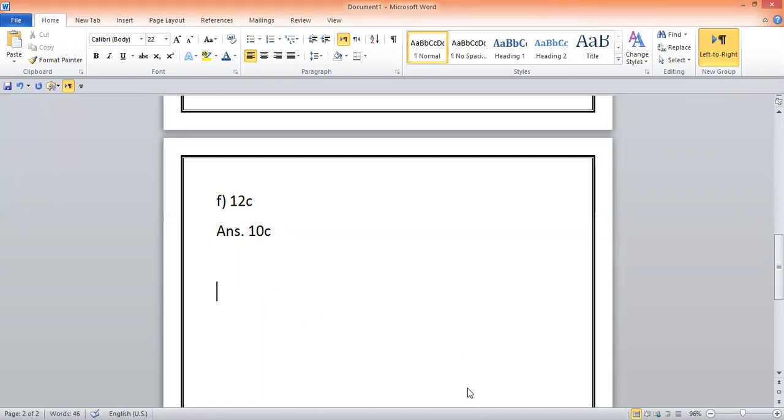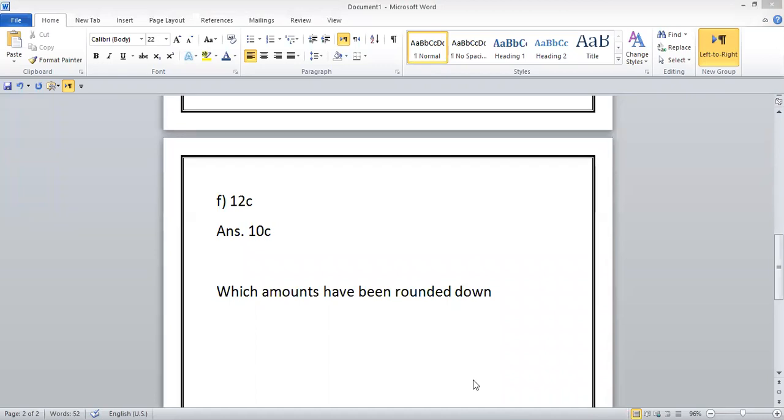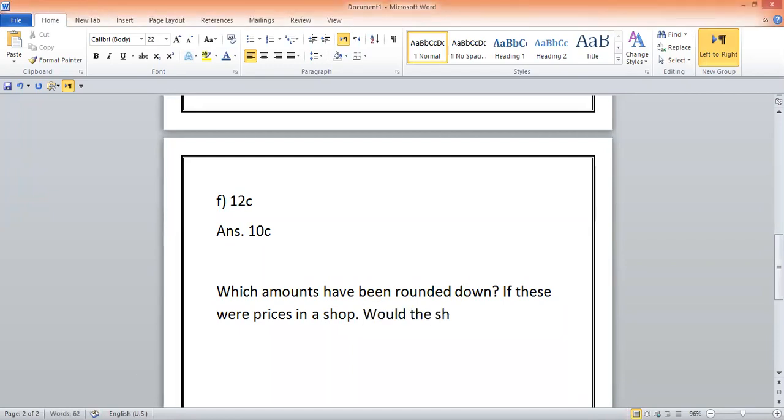Now the question is, guys, after this, which amounts have been rounded down? Which amounts have been rounded down? If these were prices in a shop, would the shopkeeper accept the rounded down amount?